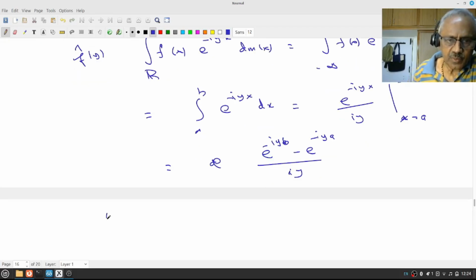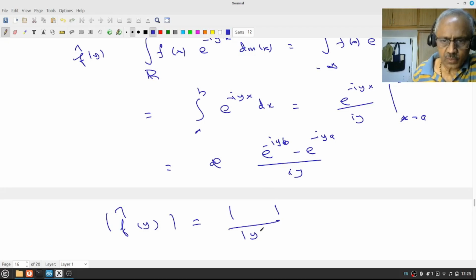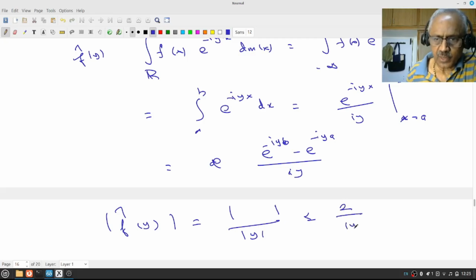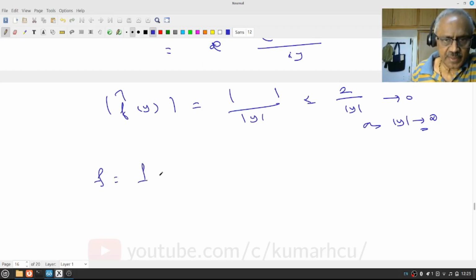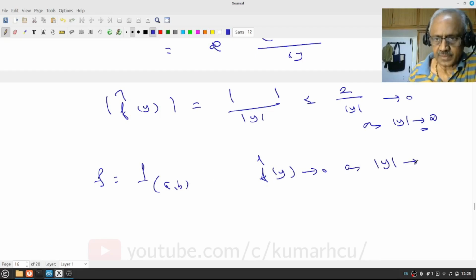Right. Therefore, the modulus of f hat of y equals the modulus of this numerator divided by the modulus of y. And note that the numerator is bounded by 2, therefore it is at most 2 over mod y. That goes to 0 as mod y goes to infinity. So what have we proved? If f is the indicator function of the interval (a, b), then we proved f hat of y goes to 0 as mod y goes to infinity. So pause, review, proceed.